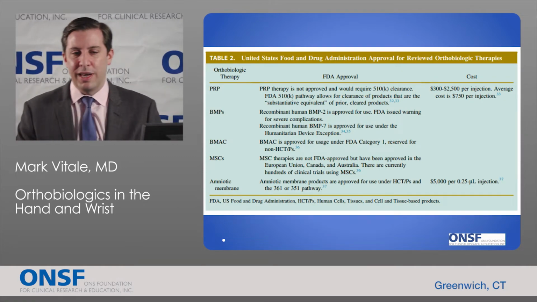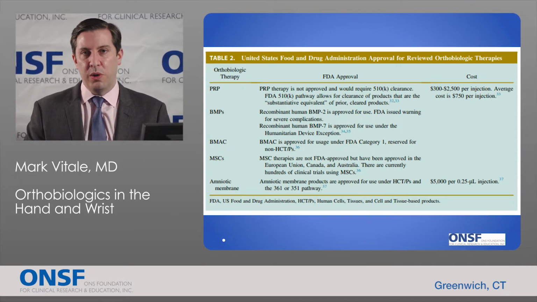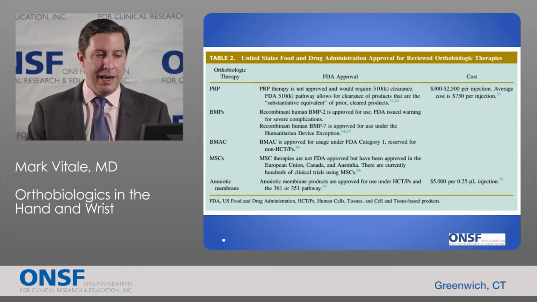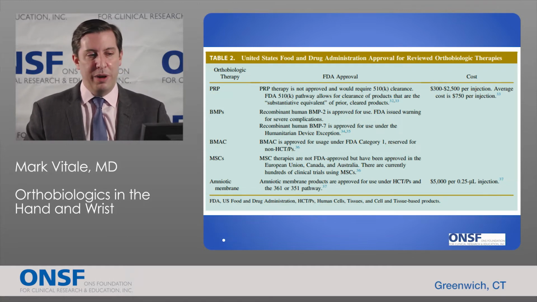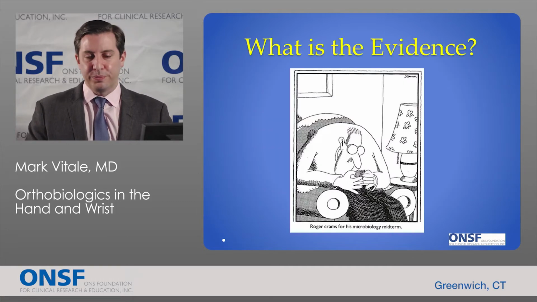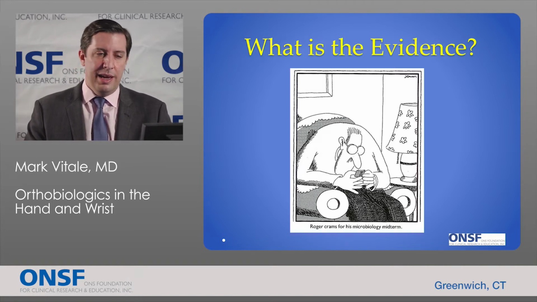So when you look at all these compounds, they're relatively new. Many of them are not yet FDA approved. For instance, PRP is not yet FDA approved, and neither are mesenchymal stem cells. And also, the cost is relatively high for many of these compounds, in the range of thousands of dollars per injection, and they're not approved by insurances. So, knowing this background, what is the evidence of orthobiologics for use in the hand and wrist? Well, we're going to review a few specific pathologies of the hand and wrist.